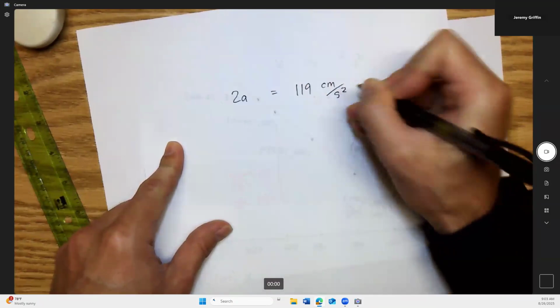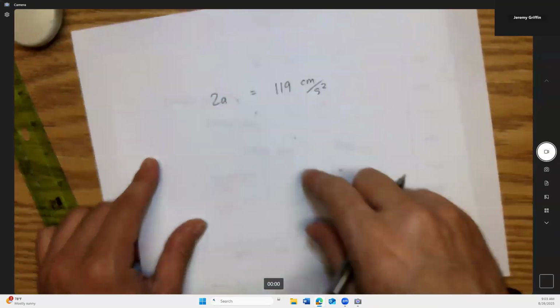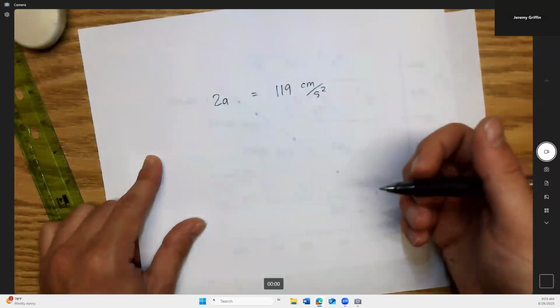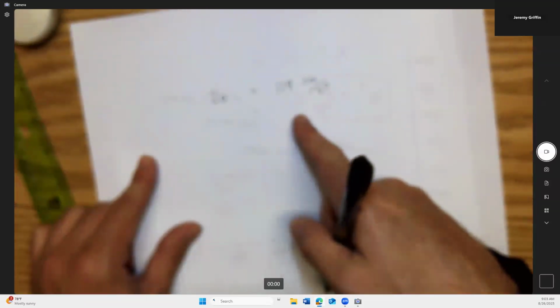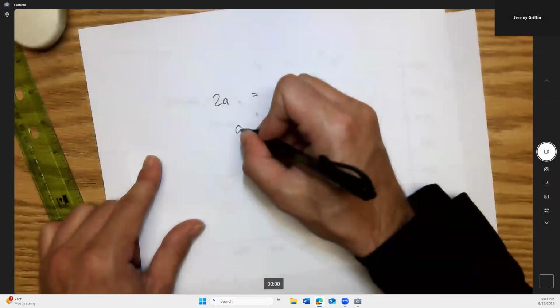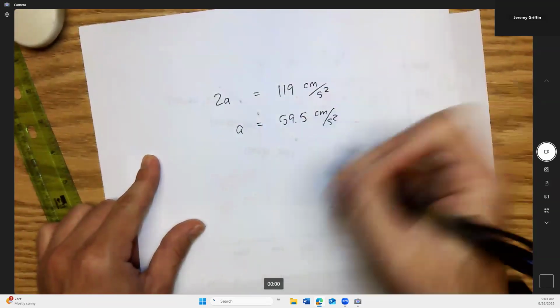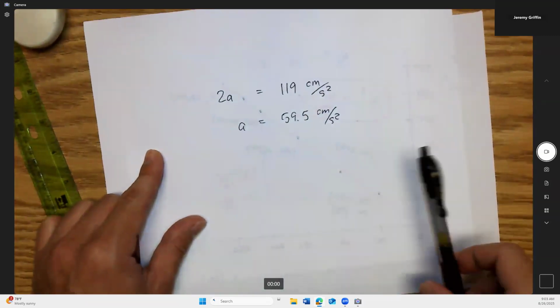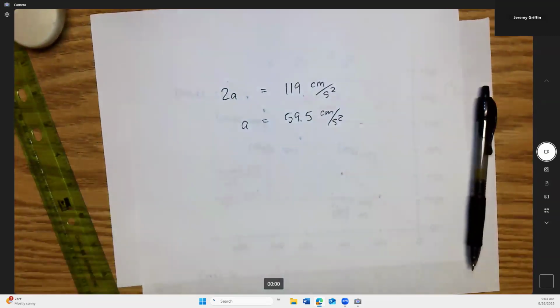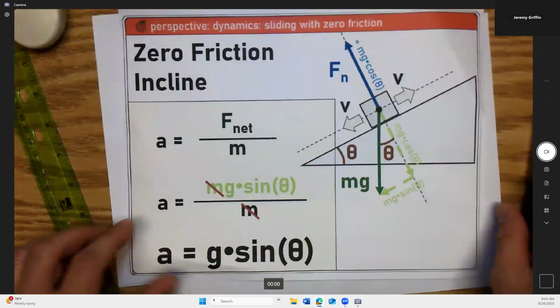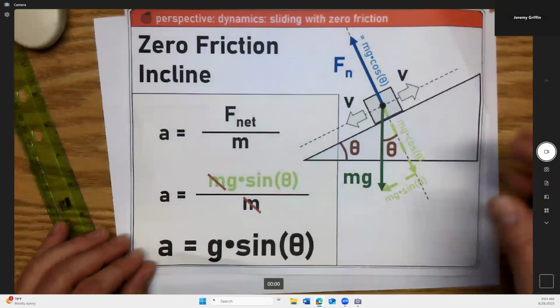By the way, what I'm doing right now, AP could totally ask this question as an FRQ. So could you just divide both sides by 2? Was that 59.5, something like that? 59.5 centimeters per second squared, or about 60 centimeters per second squared. And many weeks in the future, we'll be doing this, which is the same model as what you guys did.